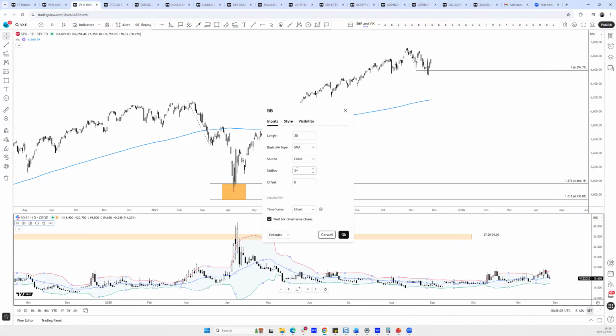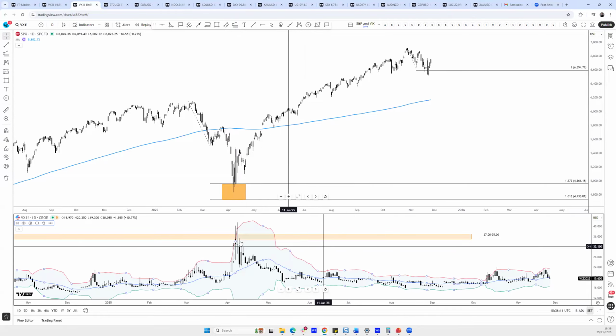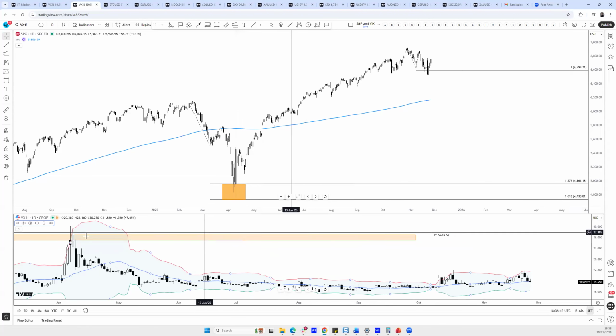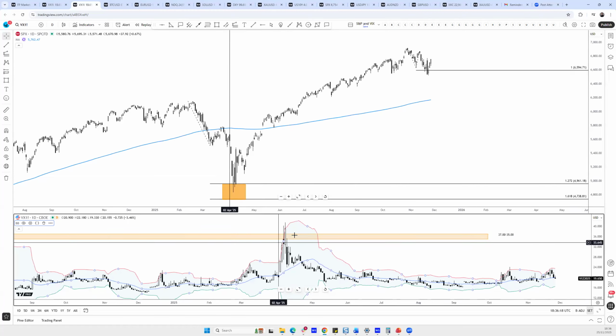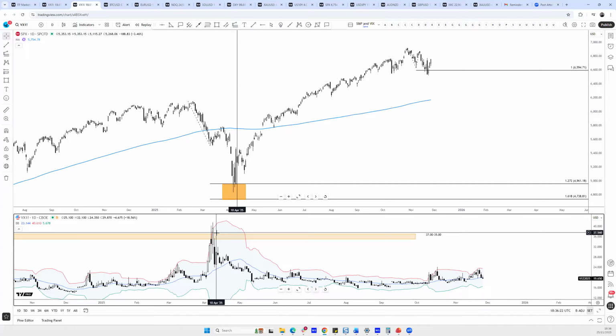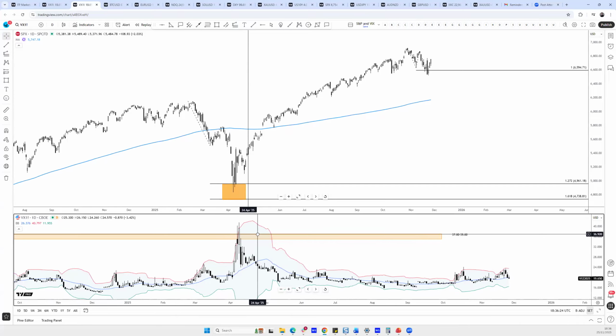Now, if we go to, do you remember three standard deviations? 99.7% of the time we have price within it. Look at that. We are now just beyond the three standard deviations. This is an incredible move. So volatility is really extended to the upside here.